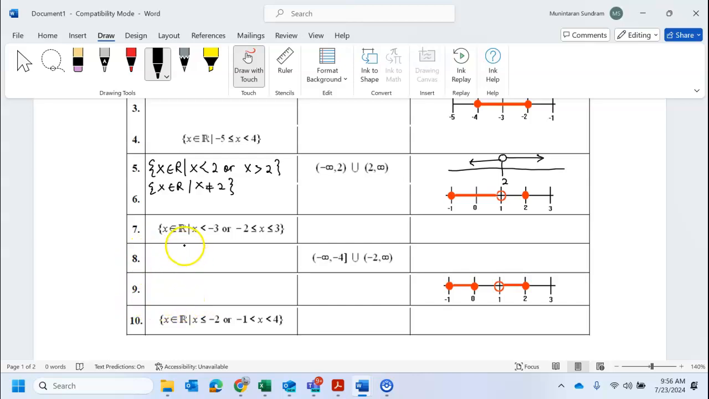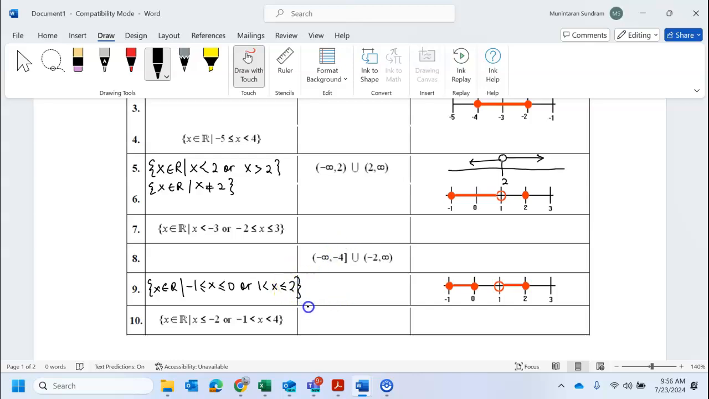Number 9, we already have: it is between -1 and 0, so that should be your x subset of the real numbers such that -1 inclusive, x, 0 inclusive, or 1 not included, x, 2 inclusive.